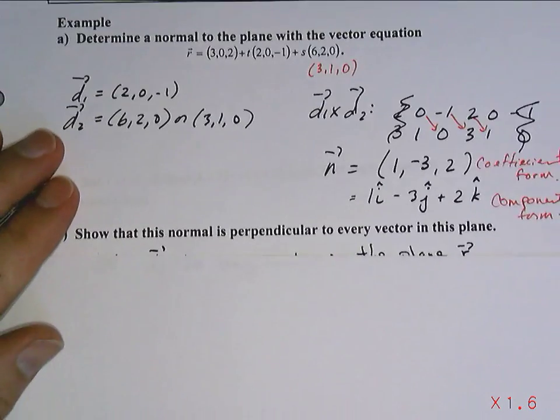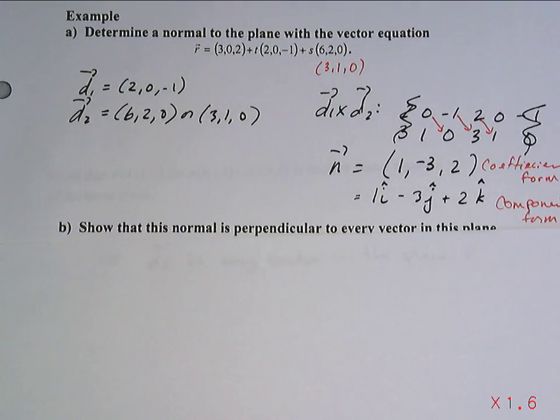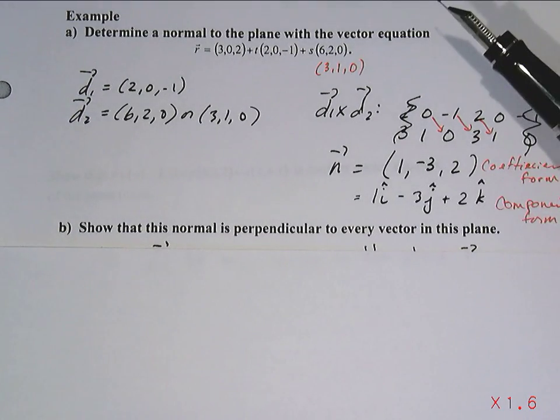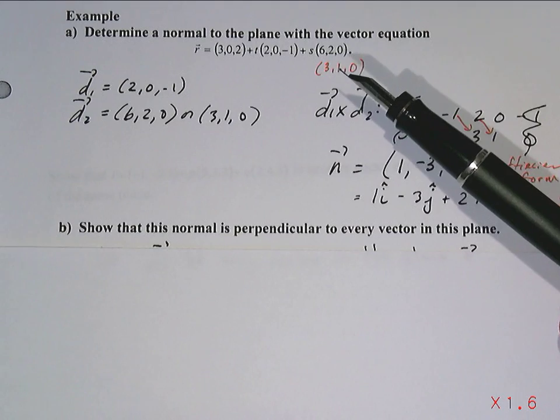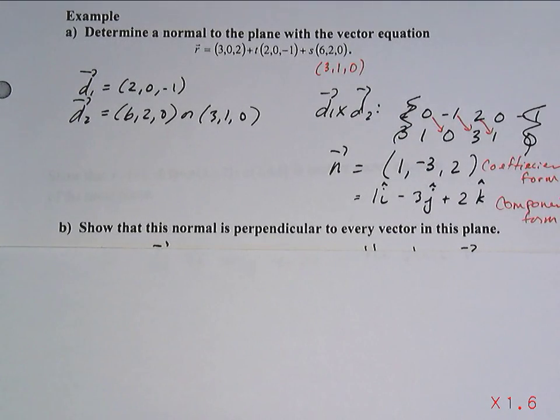Okay, moving on to B. Show that this normal is perpendicular to every vector in this plane. Well, that's tough. This would be easy if it said just prove that the normal is perpendicular to those two direction vectors. I just do the dot product and make sure it equals 0. But this is tough. This is asking me to prove that it's perpendicular to every vector.